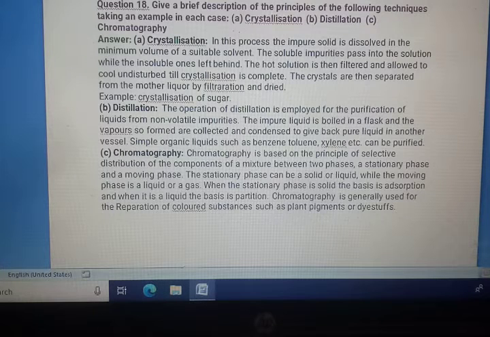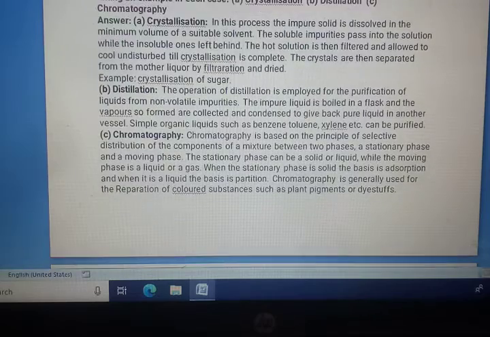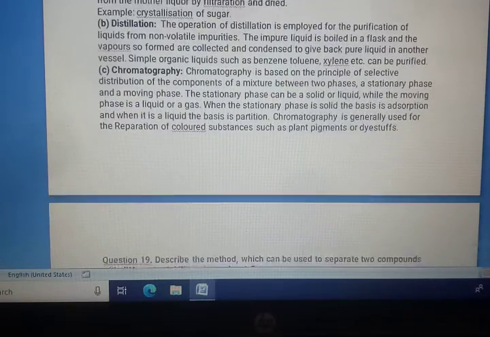Chromatography is based on the principle of selective distribution of the components of a mixture between two phases, a stationary phase and a moving phase. The stationary phase can be solid or liquid, while the moving phase is a liquid or gas. When the stationary phase is solid, the basis is adsorption, and when it is liquid, the basis is partition. Chromatography is generally used for the separation of colored substances such as plant pigments or dyestuffs.